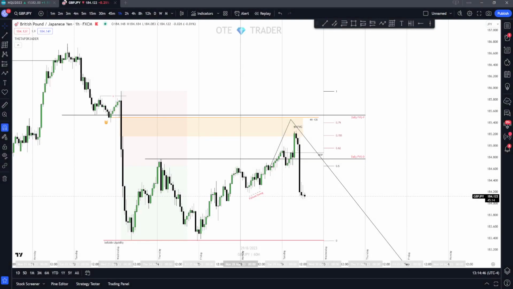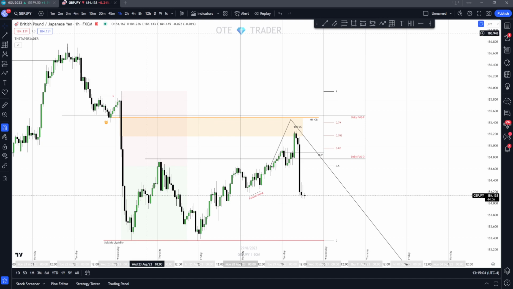Yo, what up guys? Welcome to a video breakdown of GBP JPY, the sell I took today. Now, obviously, I was waiting for this 1 hour fair value gap to get tapped into today. Let's break it down from the higher time frame down into the lower time frame where the entry occurred.